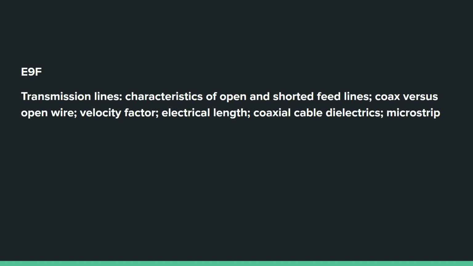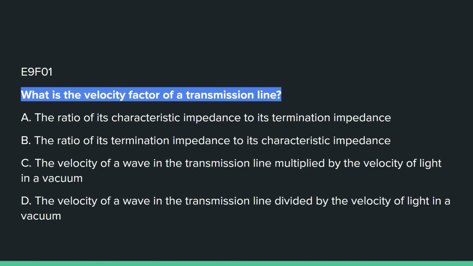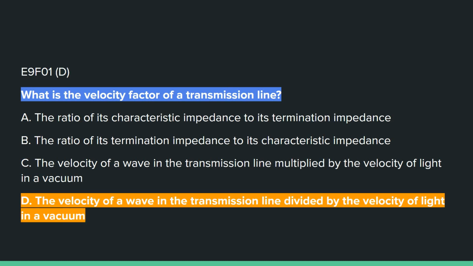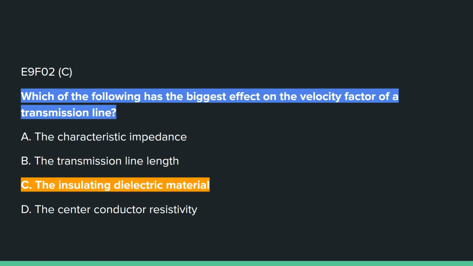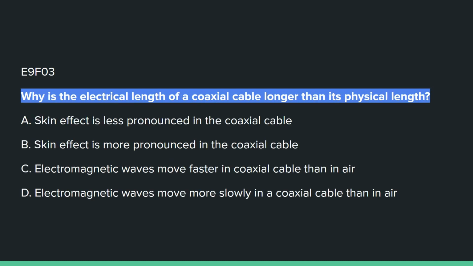E9F: transmission lines, characteristics of open and shorted feed lines, coax versus open wire, velocity factor, electrical length, coaxial cable dielectrics, and microstrip. E9F01, what is the velocity factor of a transmission line? D. The velocity of a wave in the transmission line divided by the velocity of light in a vacuum. E9F02, which of the following has the biggest effect on the velocity factor of a transmission line? C. The insulating dielectric material.